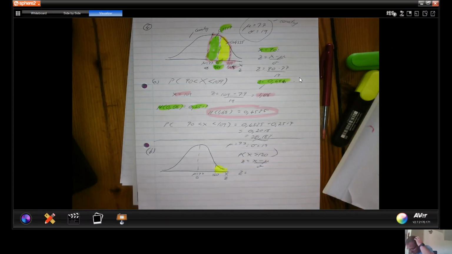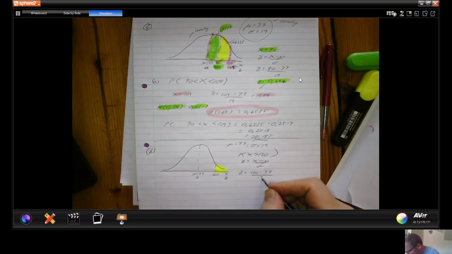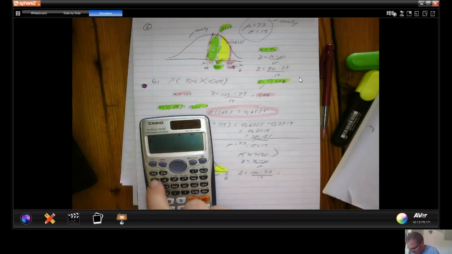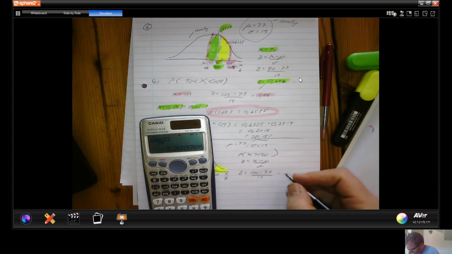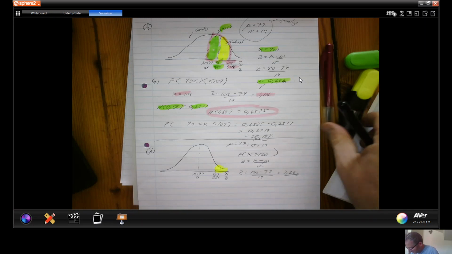Z is equal to x minus mu over sigma, which is going to be 120 minus 77 over sigma, which is 19. What do we get, Alice? 120 minus 77 over 19. So we get an answer of 2.26. Right, which is what we expected. It's quite far away, just over 2 standard deviations from the mean, so there are not going to be many. The probability in here is going to be pretty small. So Z is equal to 2.26.